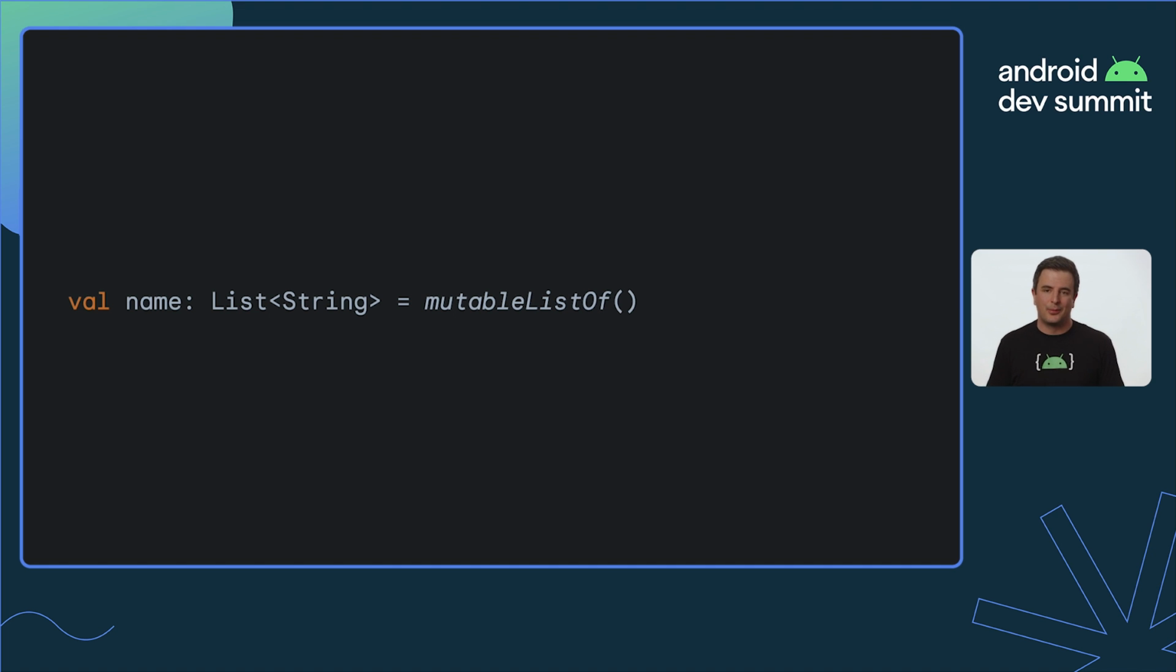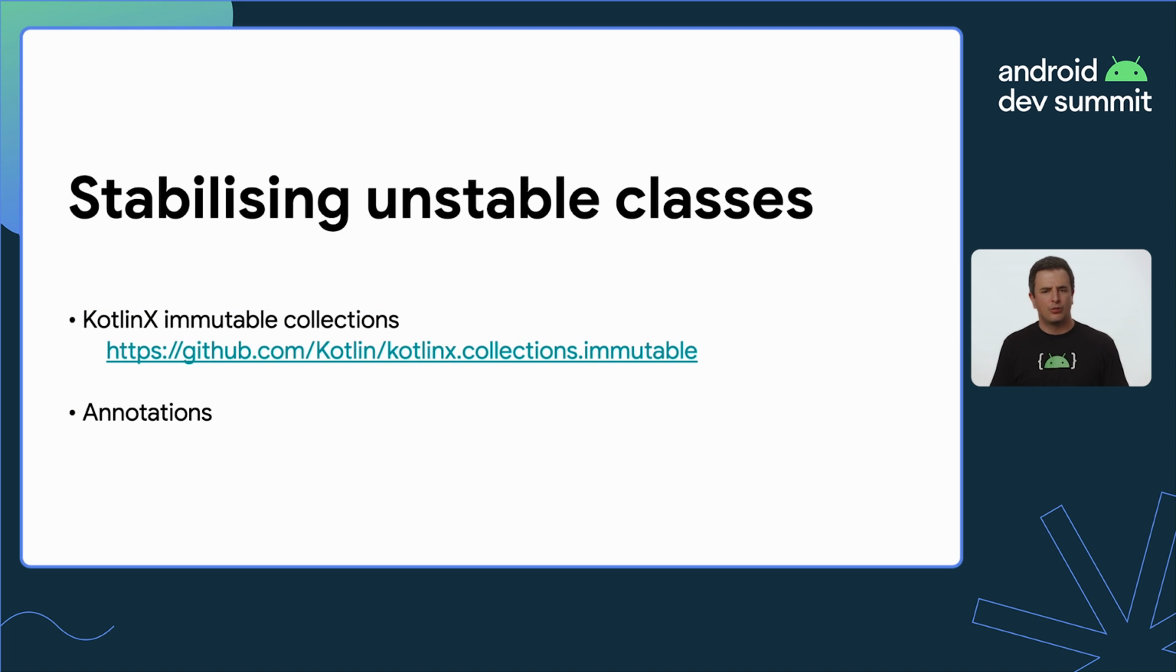The Kotlin collections provide no guarantee of immutability. This code here is perfectly valid. Because of this, the Compose compiler cannot be sure they are immutable. So what do you do? There are two options. For collection classes in particular, there are the Kotlin X immutable collections. You can also annotate classes to override what is being inferred about them.